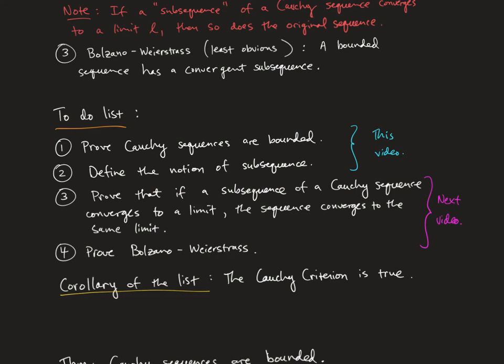We'll also prove Bolzano-Weierstrass and then wrap up by just discussing why the Cauchy criterion follows from that, which we sort of already discussed in this video, but I'll remind you of that in the next video as well. All right, that's everything for this lecture.